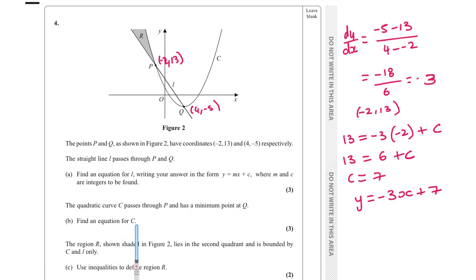Then it says a quadratic curve passes through the point P and has a minimum point Q. Find an equation for C. So this time we're given the minimum and it passes through here. Okay, so if I'm given the minimum, how do I find the minimum? Completed square form. So we know that x minus 4 squared plus 5 is the equation.